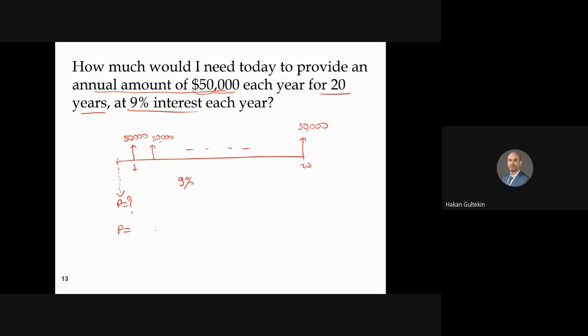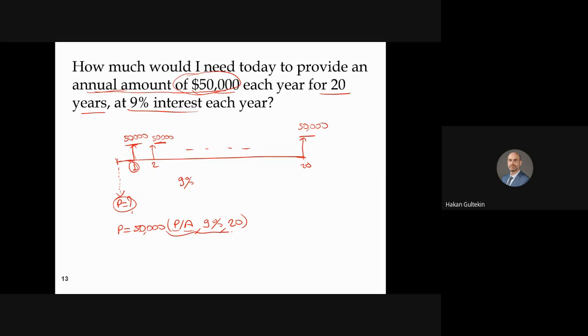And the solution is P equals $50,000, then P given A. So A is given, look, the annual amount is given. We know it. We want to find P. So therefore, P given A, interest rate is 9%, and the number of periods is 20. And again, since nothing is said here about the annual payments, we assume that these payments occur at the end of each year. The first one starts at the end of year 1, and the last one occurs at the end of year 20.